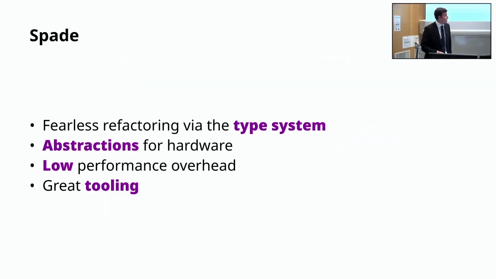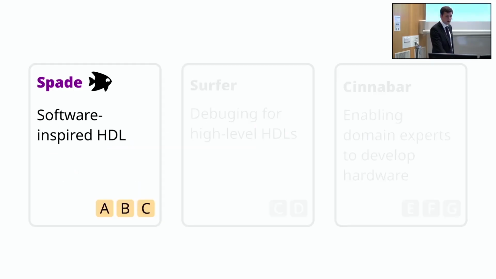So that's most of what I wanted to say for Spade. Again, it has fearless refactoring via the type system and abstractions that are built for hardware. It has low performance overhead. You could even argue that it has negative performance overhead once we start doing optimizations, though that's kind of debatable what that means. And then it has, again, really good tooling, which I won't go into details about here.